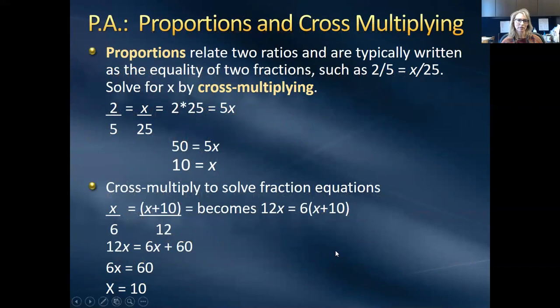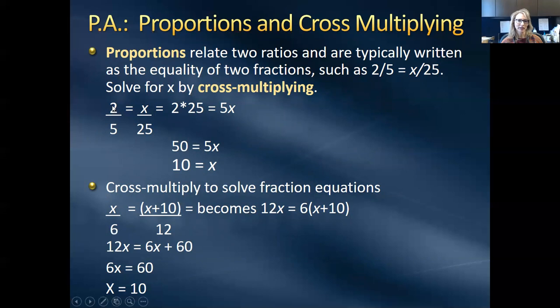All right, let's talk a little bit about proportions and cross multiplying. Proportions relate to ratios, and they're typically written as a fraction, such as 2 over 5 equals x over 25. And you solve for x by cross multiplying.